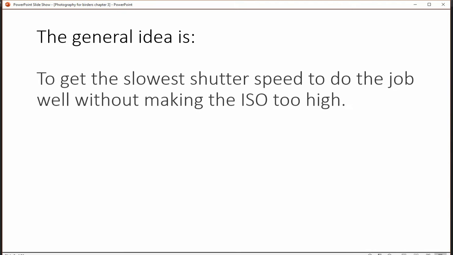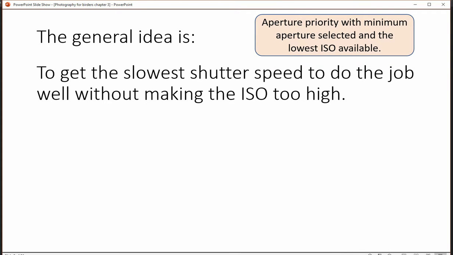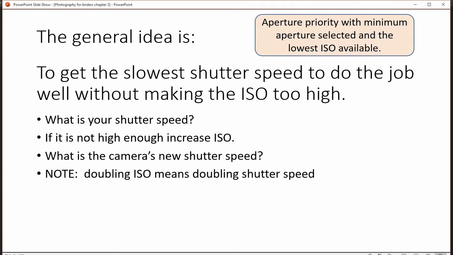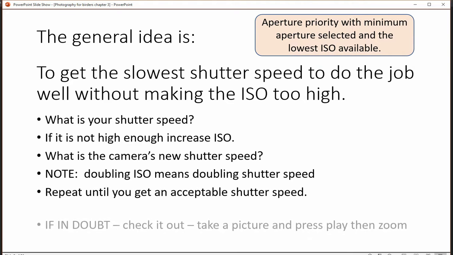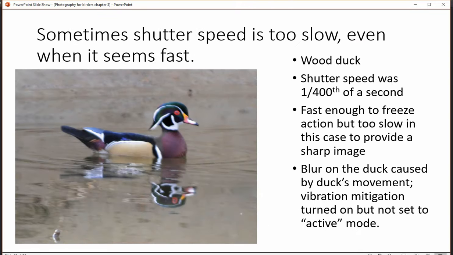So the general idea is this, and this is an important concept. The slowest shutter speed to do the job well without making the ISO too high. In aperture priority, you choose the lowest aperture. That'll give you the fastest shutter speed. And if it's not fast enough, then you need to bump up your ISO until you get a new shutter speed. Every time you double the ISO, you double the shutter speed. And you need to keep doing this, increasing ISO, checking shutter speed until you get the right combination. Press play, zoom in when you press play, make sure the detail is good, and if you're happy, then go on.